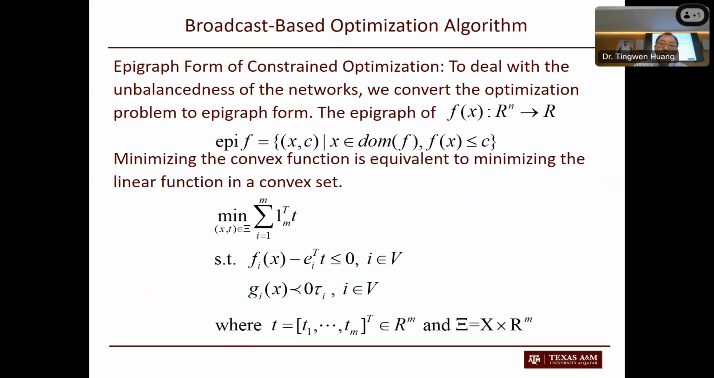Epigraph form of constrained optimization to deal with the unbalancedness of the networks. We converted the optimization problem to epigraph form. The epigraph of f of x we defined as this. Minimizing the convex function is equivalent to minimizing the linear function in a convex set. So we can convert it to this optimization problem.